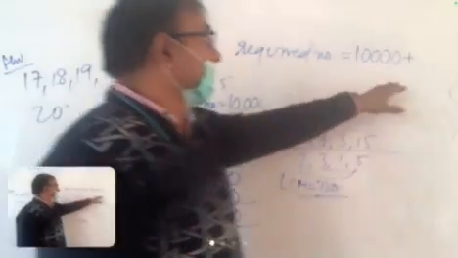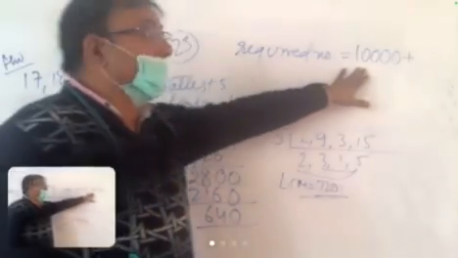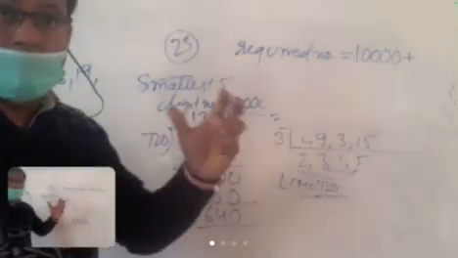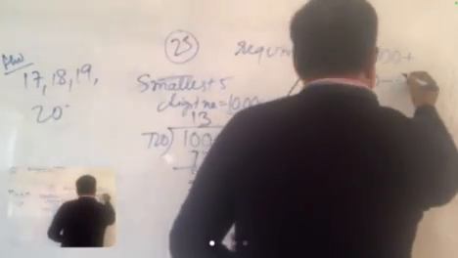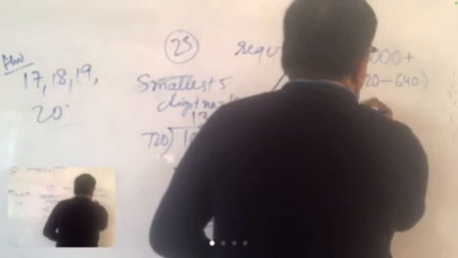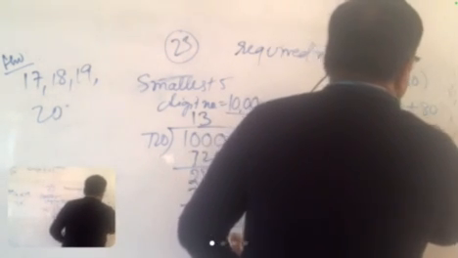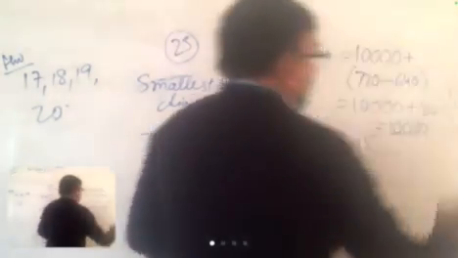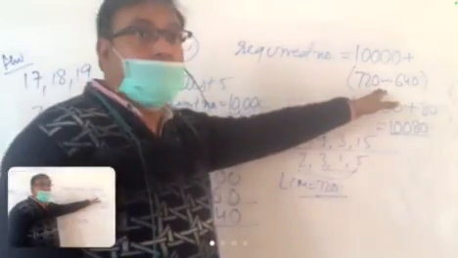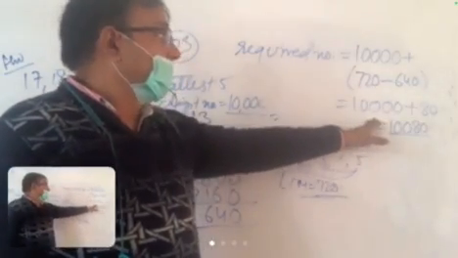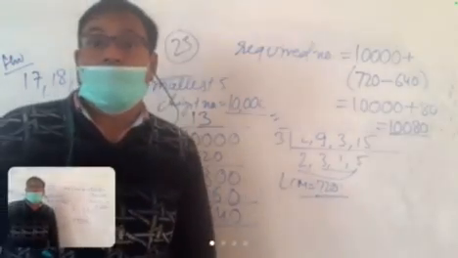So in this question, we have to find the greatest 5-digit number. So we have to add: 10,000 plus 720 minus 640. And it will be, I think, 80. So the answer is 10,080, the required number. What is the difference of this? 80 or not? So 10,000 plus 80 is 10,080. So the required number is 10,080. Is that clear, everyone?